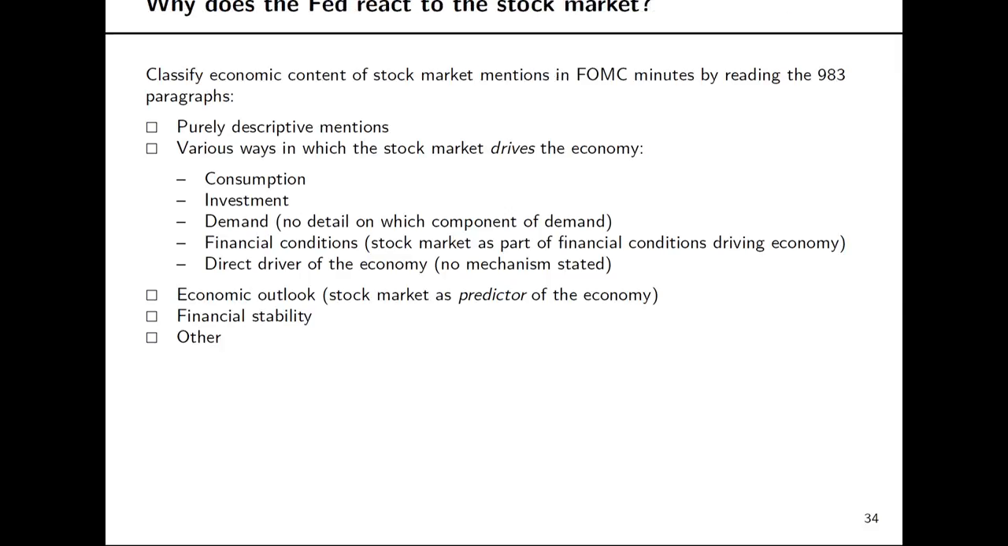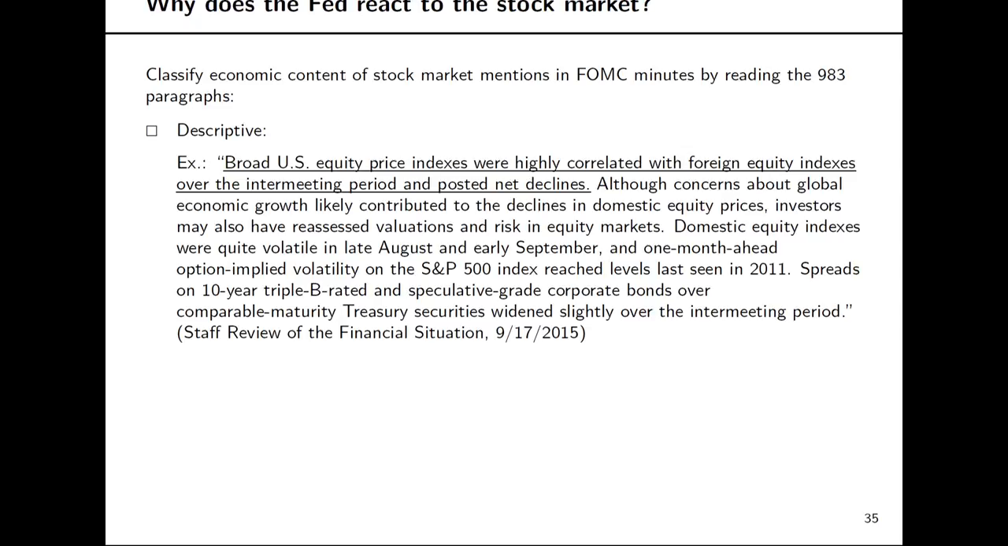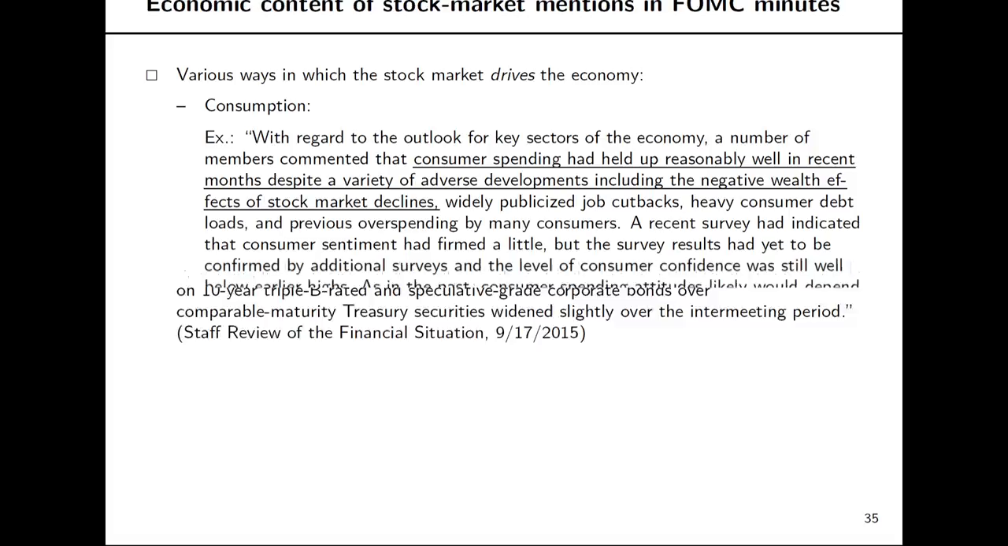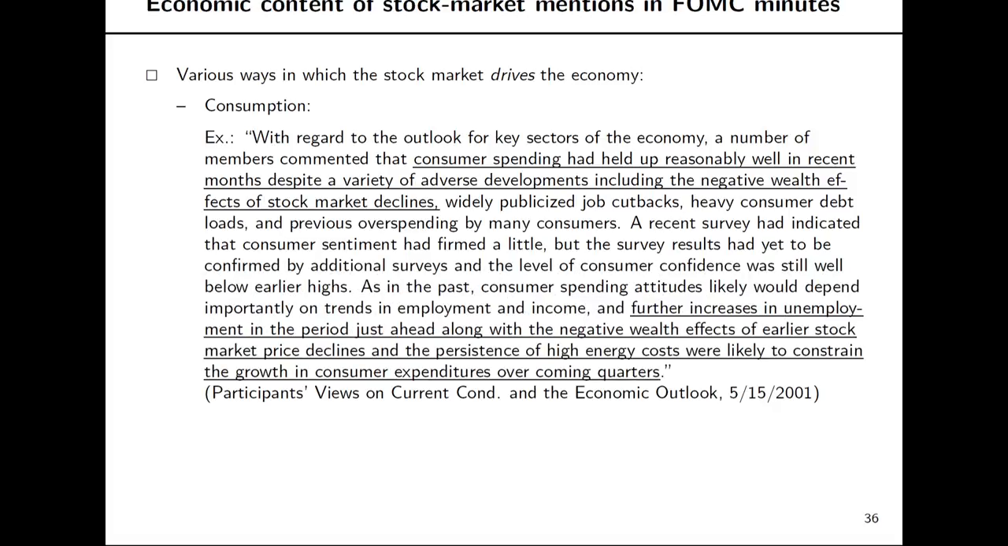So the first kind is not that interesting. This is an example of a purely descriptive mention where they say broad US equity price indices were highly correlated with foreign indices over the intervening period and posted net declines. Fine, that was some staffer's job to describe how things are going. The more interesting ones are the ones that give some specific economic context.